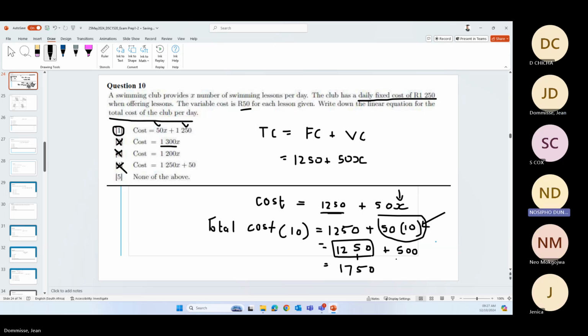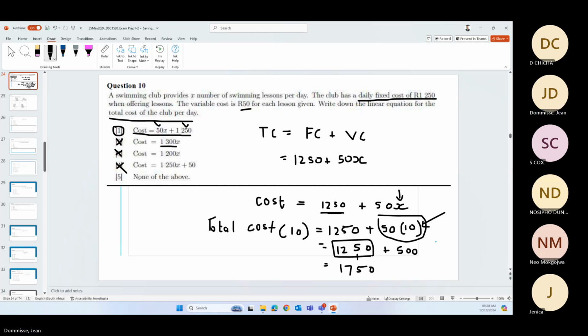Okay, sir. But some would choose none of the above, so it's somewhat strange. Oh yeah, see, that is where this one, the 50x plus the 120, is the correct one. And I think none of the above, I hope they have taken that away as well.